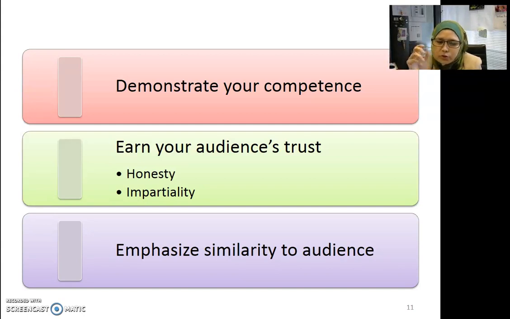So you need to demonstrate your competence. How do you prove to the audience that you are the right person? You know what I mean? So you need to tell them how much you know about the product. And it's not just how much you know about the product or the service, but tell them how involved you are and what qualification you have that makes you the right person to talk about the product or the service.